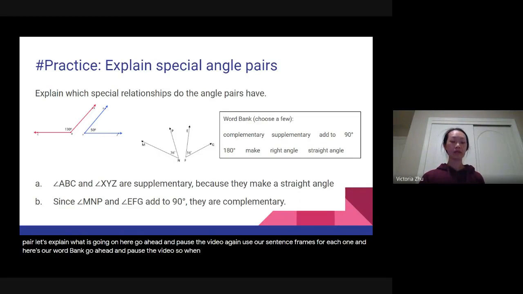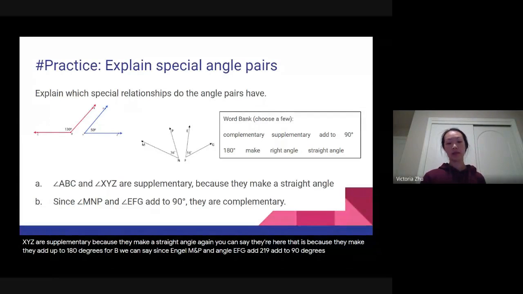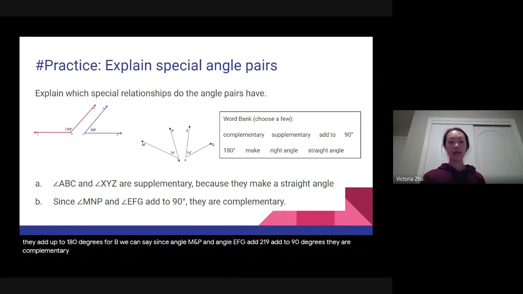So one way you can explain the first pair is angle ABC and angle XYZ are supplementary because they make a straight angle. Again, you can say that it's because they add up to 180 degrees. For B, we can say since angle MNP and angle EFG add to 90 degrees, they are complementary. Again, we can also say they make a right angle.